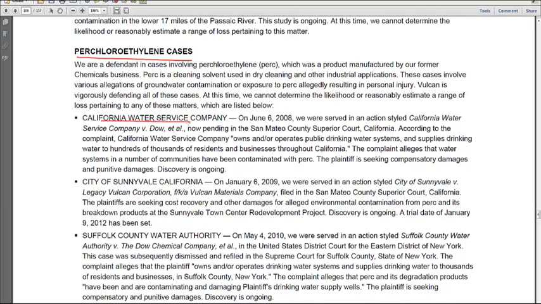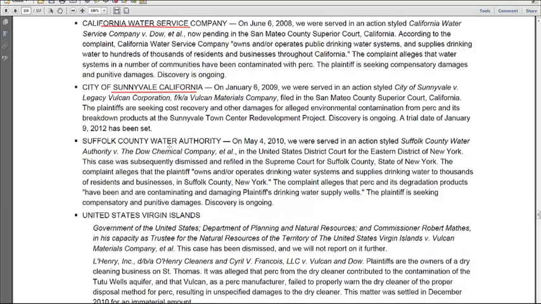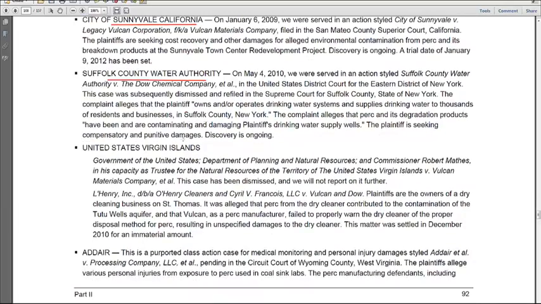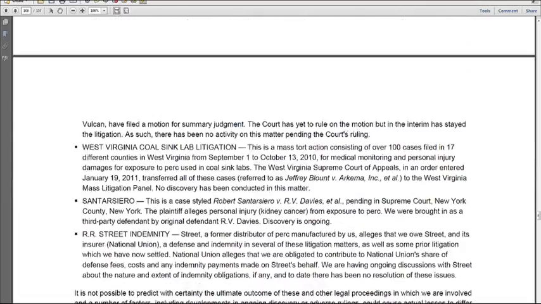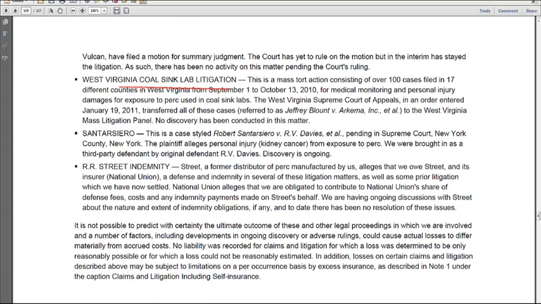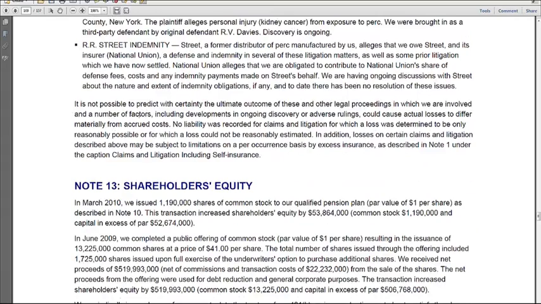And there's just a number of places in California, Suffolk County, I think that's Long Island, U.S. Virgin Islands, that are suing them. West Virginia is suing them over this. There's West Virginia coal sink lab litigation, and so forth and so on. And then they say it's not possible to predict with certainty the ultimate outcome of these legal proceedings. No liability was recorded at this point because they could not reasonably estimate it. So essentially what happens is until Vulcan gets to the point where they can reasonably estimate a lawsuit loss, they don't have to record a liability.